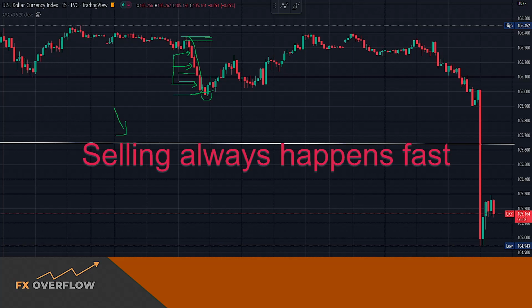Let me clean the chart and try to give you a clear hint. This one. But what happens? Sellers again try to drag the market down. It's a full red candle. That means control is in the hands of the sellers. Now suddenly buyers jump in. You can clearly see.